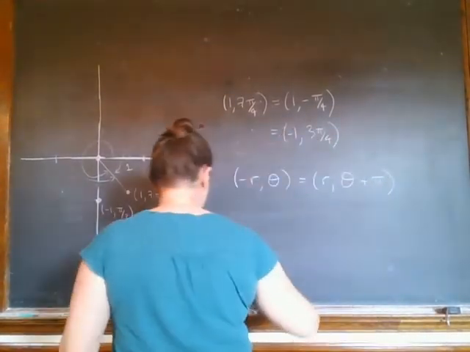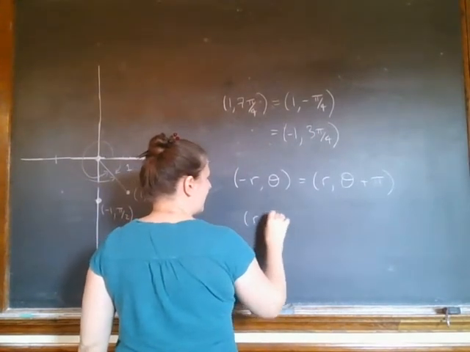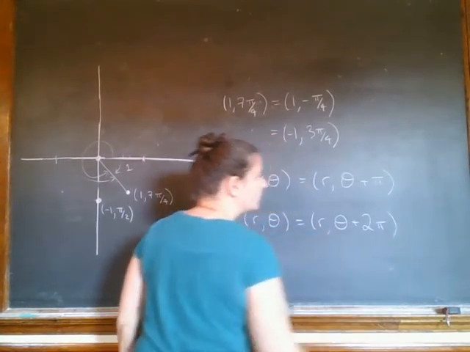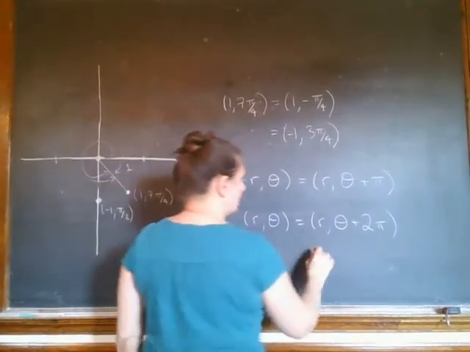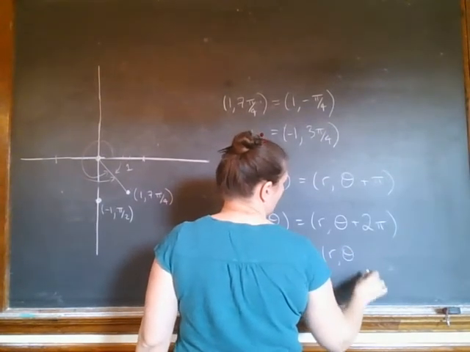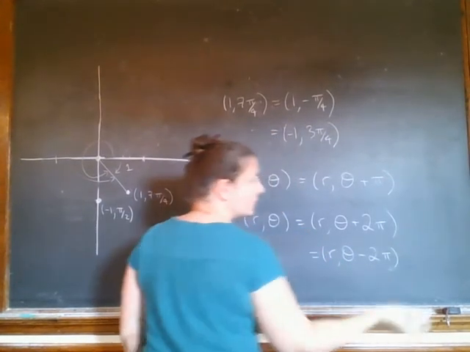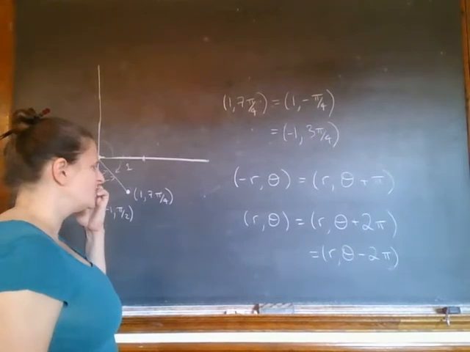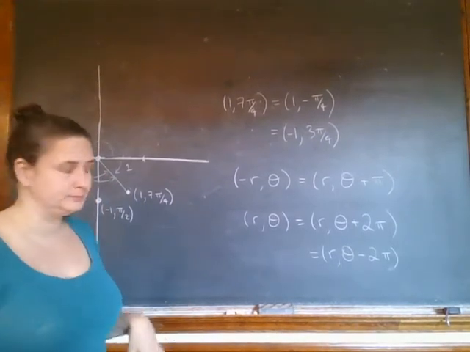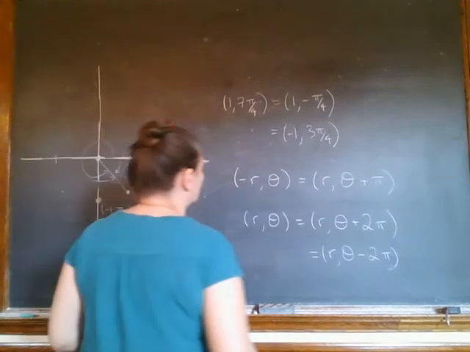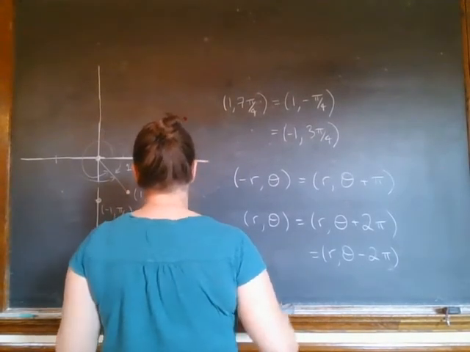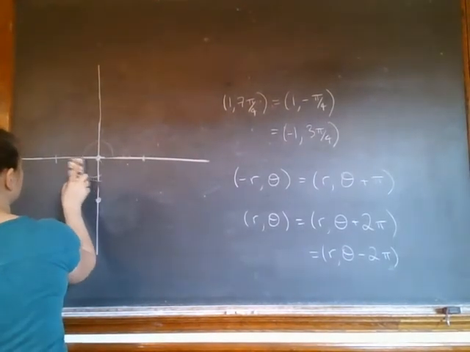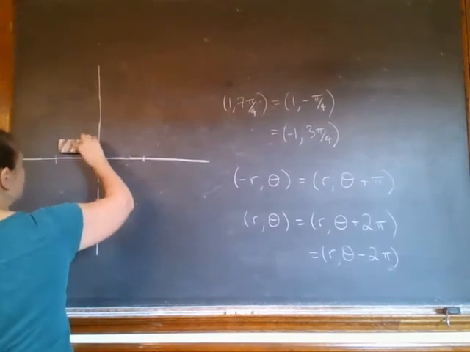Another thing you can do, of course, is that r, theta is the same as r, theta plus 2 pi, right? It's also the same as r, theta minus 2 pi. You can go around whichever way you want. You can get an angle. Okay? So that's the idea with those. You can always do those. Now, both of these had a radius of 1. Of course, we can do the same thing with something that has a different radius.